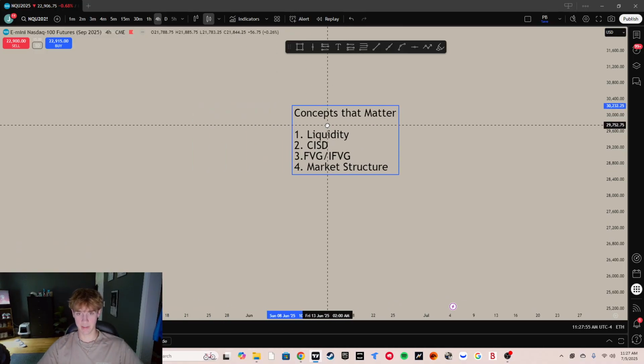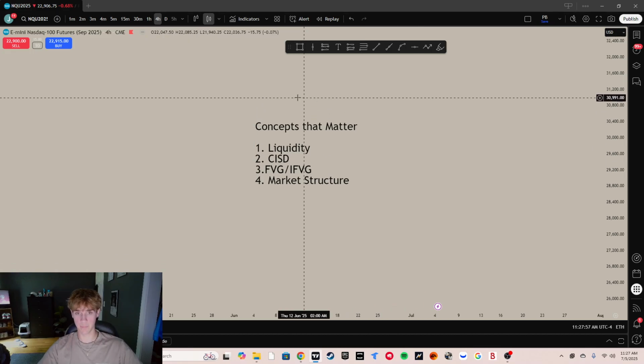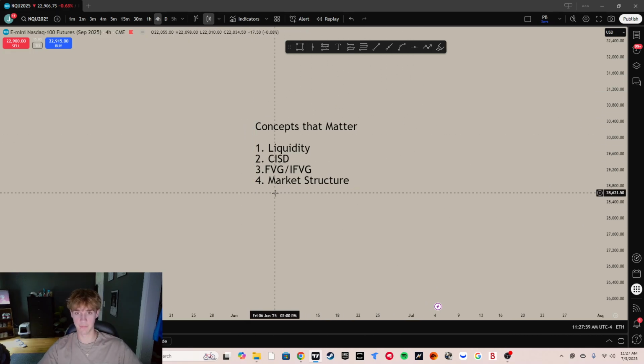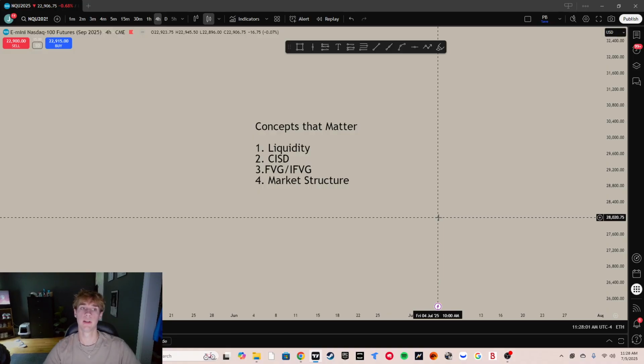And that's pretty much it for today. Remember these concepts, practice them, view them, backtest them, whatever you have to do to get it engraved into your head. Do it. And that's pretty much it.